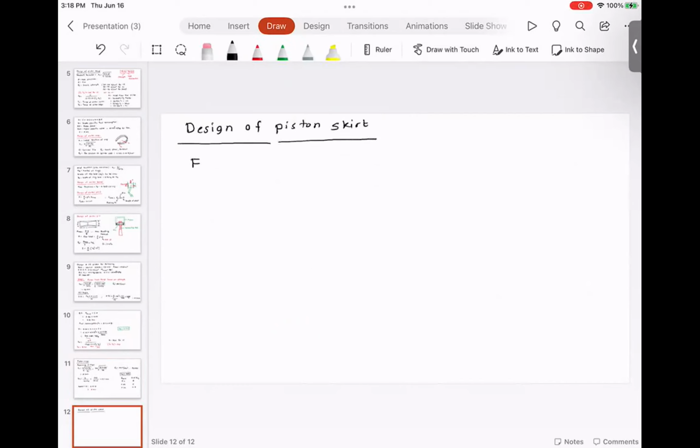Side thrust F is equal to mu times pi by 4 times P. Mu I'm going to assume 0.1. Mu is the coefficient of friction between the cylinder and the piston. So pi by 4 times 100 square times 5, which gives 3.9 kilonewtons, about 392.6 newtons.